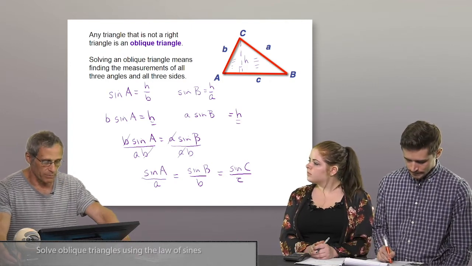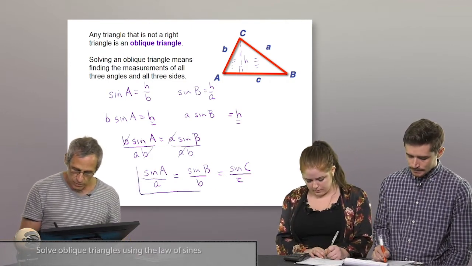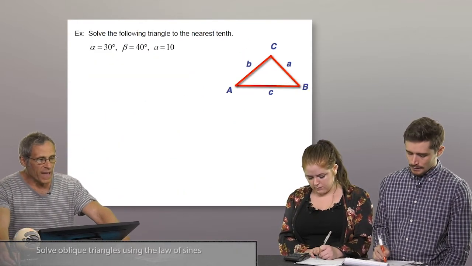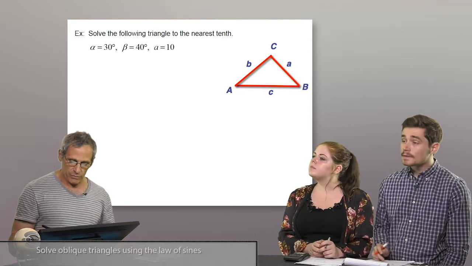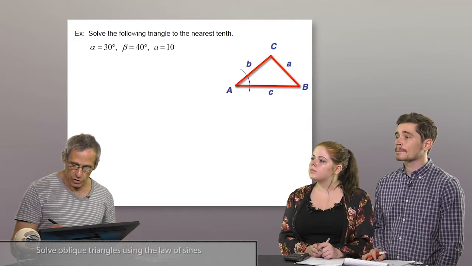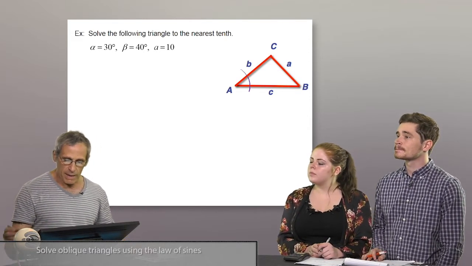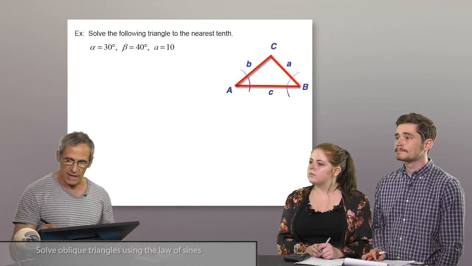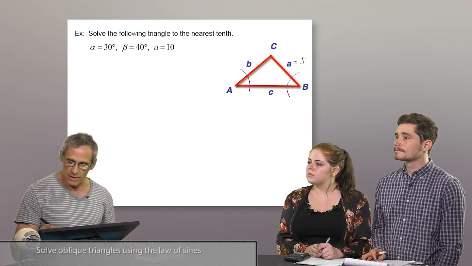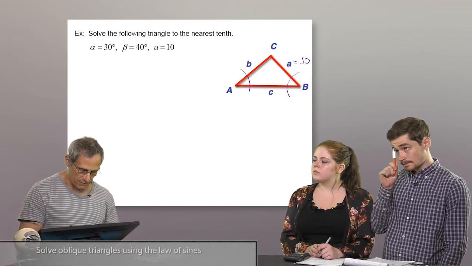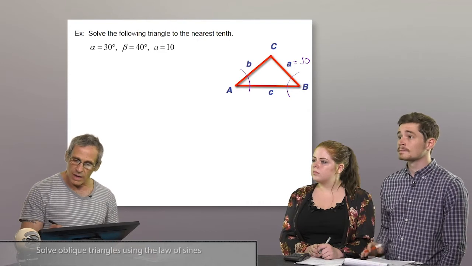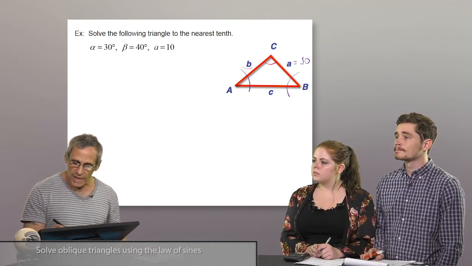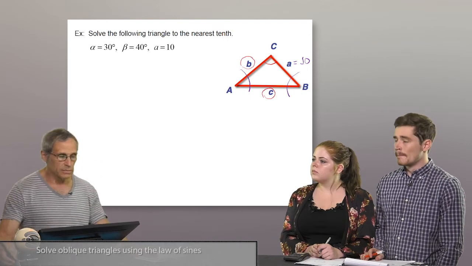Easy enough to remember. How do we use it? Wonderful question. This is how we use it. Suppose we have alpha equal to 30 degrees, so I'm going to mark that 30-degree angle right here, and beta equal to 40 degrees, and the side opposite A, which we call little a, is 10. Now I want to find the remaining angle, which is angle C, and the remaining sides, B and C.